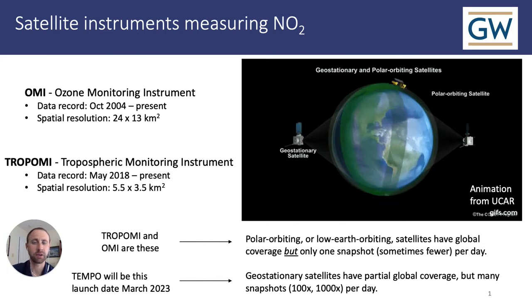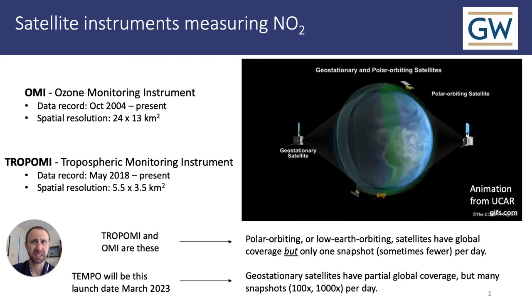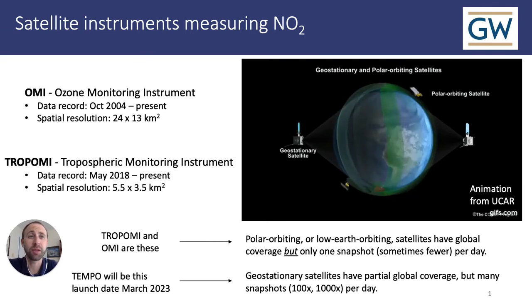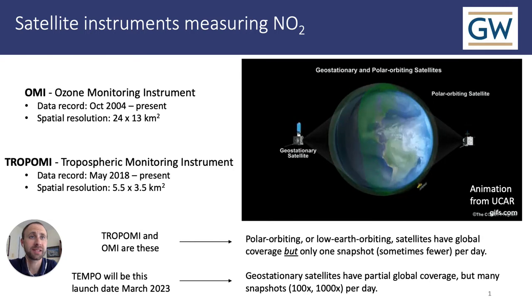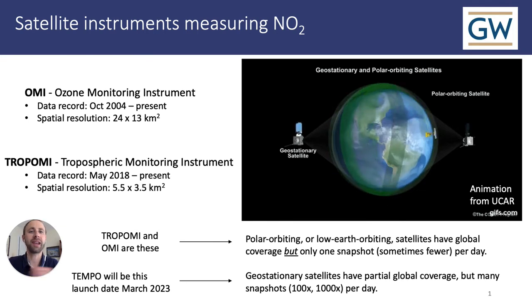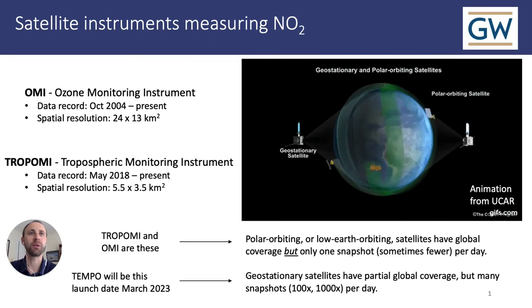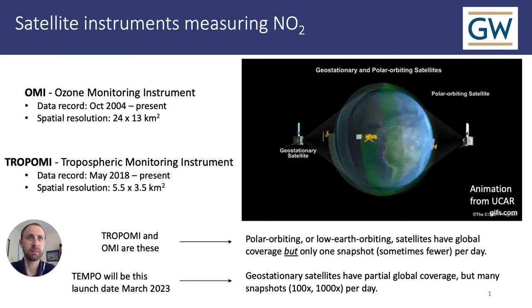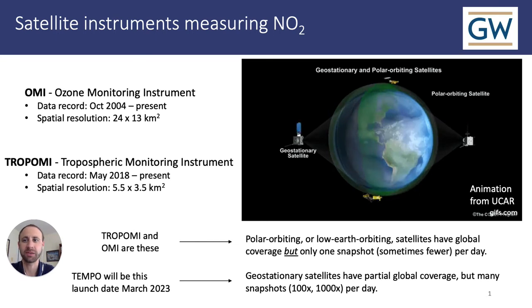TROPOMI has a data record of only about 5 years, less than that, from May of 2018, with a spatial resolution that's much finer than OMI. Both of these instruments are what are called polar orbiters. You can see an example in the animation in the top right here. They go pole to pole, but they take measurements in between the poles everywhere around the globe. We don't have any geostationary satellites over North America at the current time frame, but we are hoping to have one next year in 2023 called TEMPO that will be taking measurements at all daylight hours across North America.